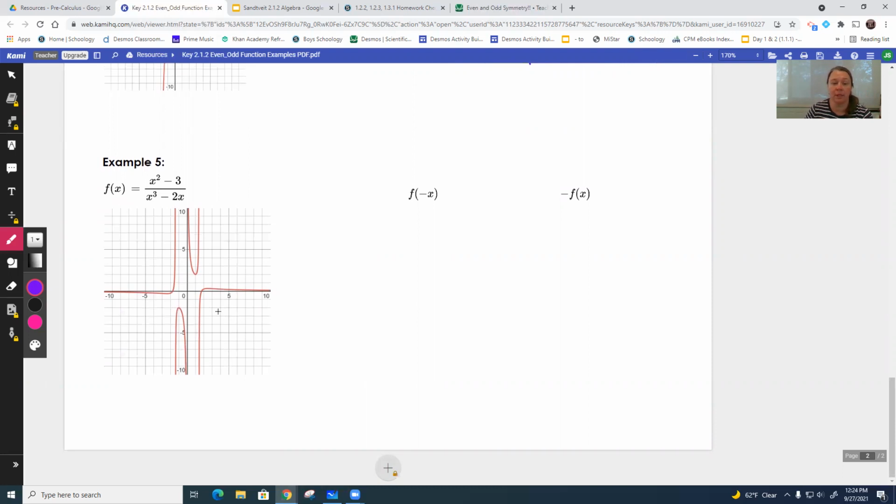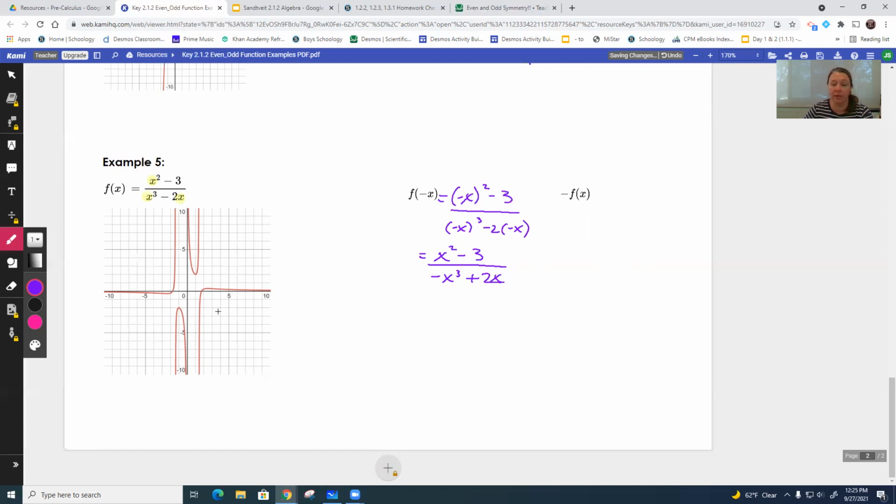So f of the opposite of x. In this one, in place of all of my x's, I'm going to substitute in a negative x. So I will have in parentheses negative x squared minus 3 over negative x cubed minus 2 times negative x. So when I simplify, a negative x times a negative x is a positive x squared minus 3. And on the bottom, this would be a negative 3 negatives, right? So this would be negative x cubed. And then minus, and the negative would be plus 2x.